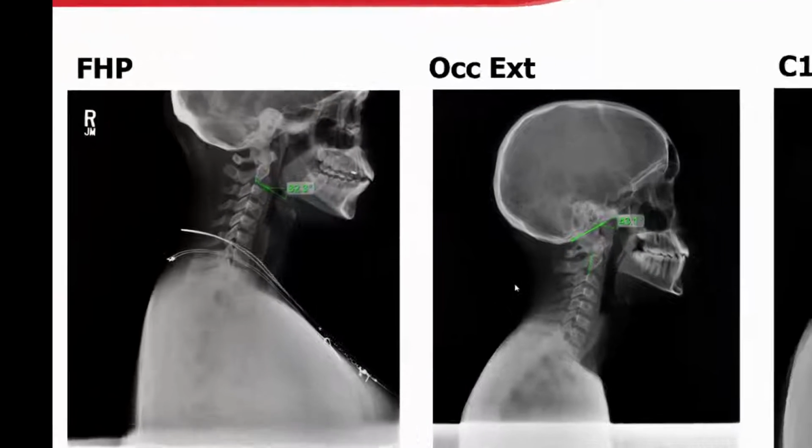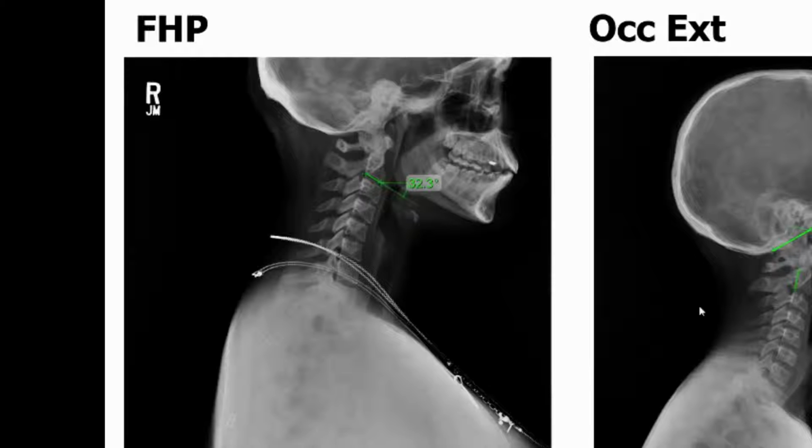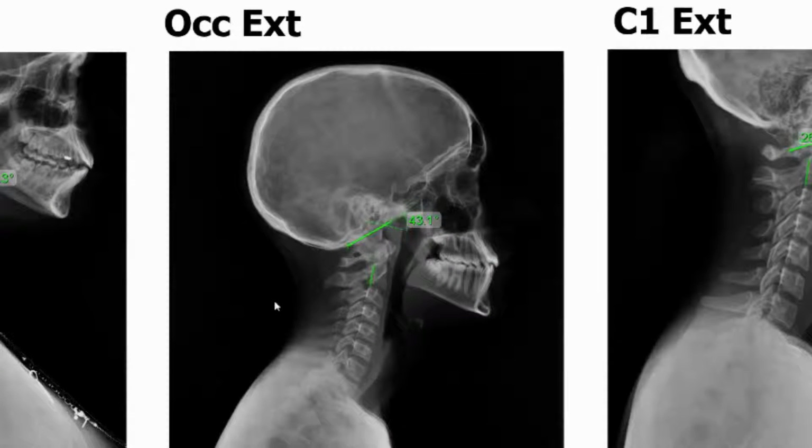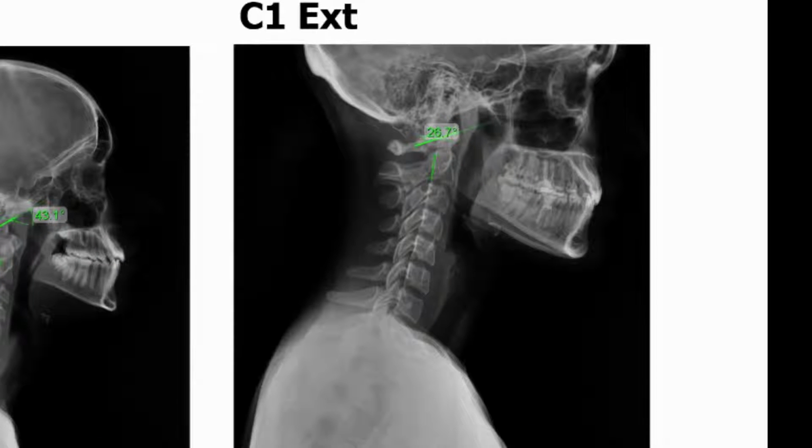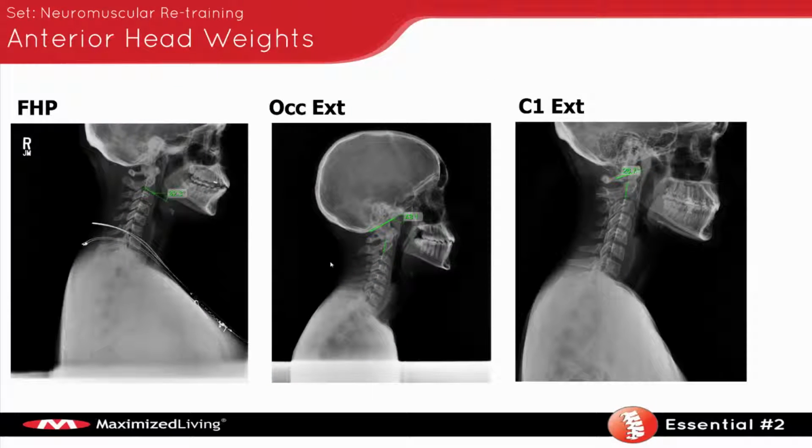So anterior head weights have three primary indications. You can see here in this first x-ray, forward head posture by far is the number one indication for anterior head weights. If I see forward head posture, I know I want to use head weights on the patient. It's just going to really determine how much and for how long. Occiput extension is an indicator for anterior head weights, and C1 extension as well. These three things are our number one things that we're looking for. So these three x-rays really depict all the things I would look for when I want to do an anterior head weight on a patient.